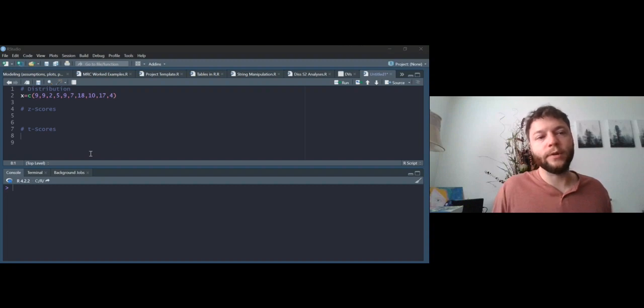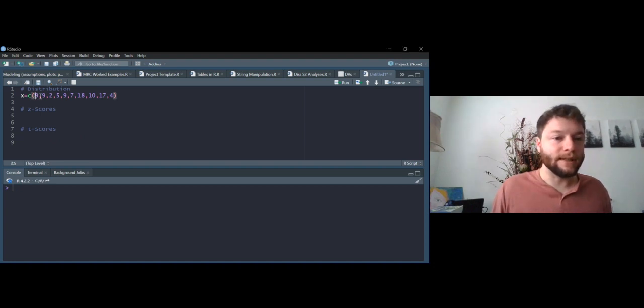Now let's jump over to R, and I'm working in RStudio as I always do. Here I have the same distribution of scores. This code allows me to save these values as what's called a vector in R. And you could kind of think of that as a single column of data or a single row of data. So I run that.